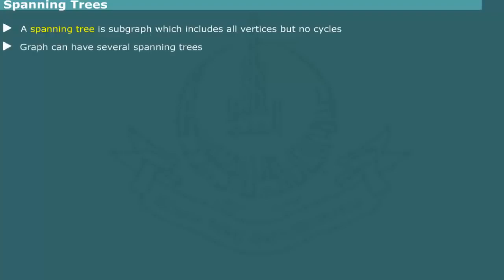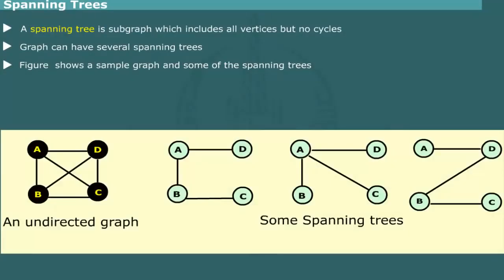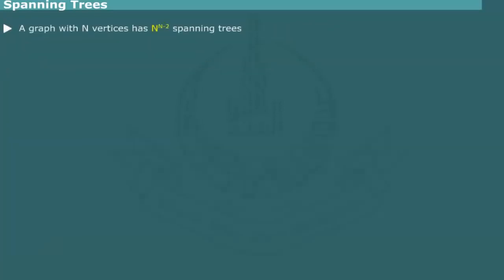Spanning trees. A spanning tree for an undirected graph is a subgraph which includes all the vertices but contains no cycles. A graph can have several spanning trees. Figure shows a sample graph and some of the associated spanning trees. Observe that all trees contain the same number of vertices as in the original graph. Further, all trees have the same number of edges. It can be shown that a graph with n vertices has n raised to power n minus 2 spanning trees.